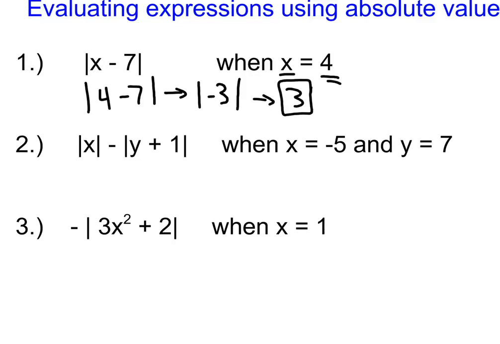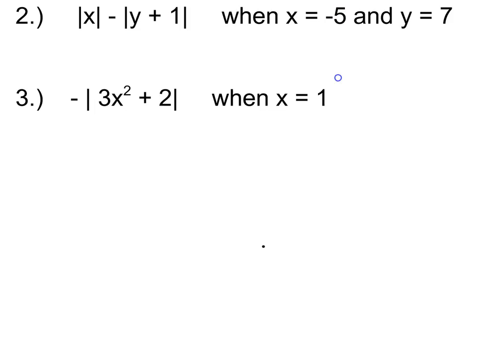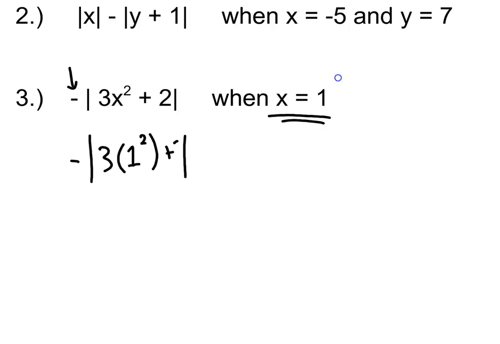I'm going to skip number 2 for now and jump to number 3. Here's an example of a question you will see that might confuse you a little bit. Again, we're just going to substitute our value in to start. So when x equals -1, let's go to our expression and plug that in. So we have this negative on the outside. Don't forget about that. So negative absolute value of 3 times (-1) raised to the power of 2 plus 2.